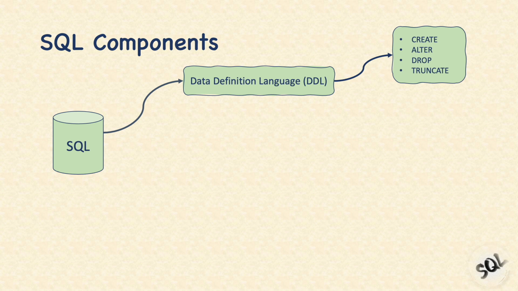The create command creates new databases, tables, or other objects, whereas the alter command modifies existing database objects like tables. The drop command is used to delete database objects such as tables or databases. The last one is truncate. The truncate command removes all records from a table while keeping its structure. The difference between drop and truncate is that the drop command deletes the entire table, but the truncate command removes only data from the table.